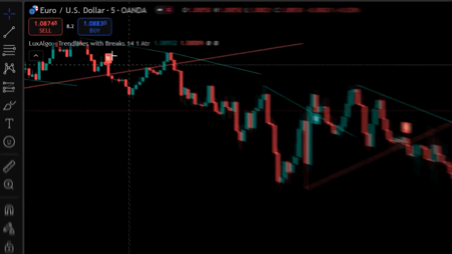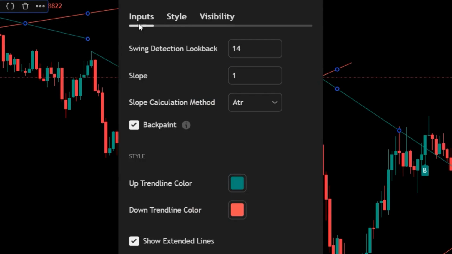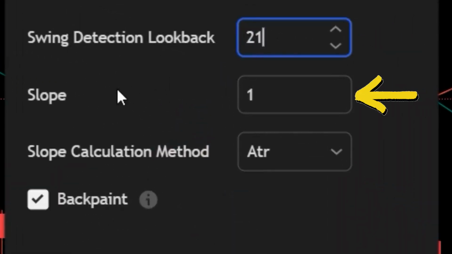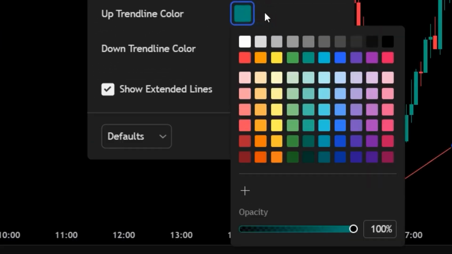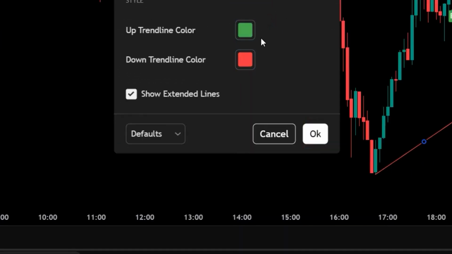Now let's optimize the settings. Click the gear icon on the indicator. In the swing detection lookback, set it to 21 for more reliable trend lines. Keep the slope calculation method at default for now. Set uptrend lines to green and downtrend lines to red for easy visualization.